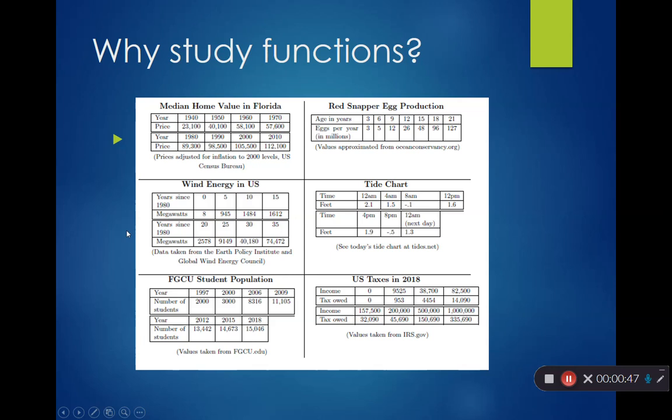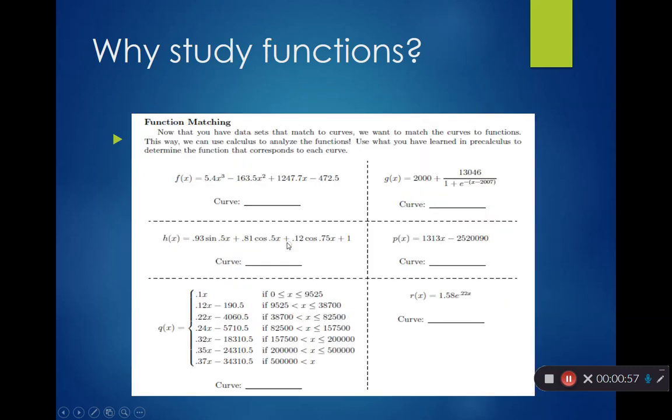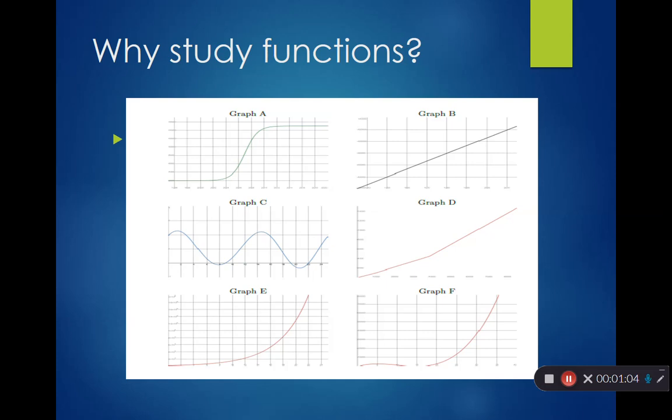Why would we want to study functions? Well, we've already seen on day one of this class 6 real-world examples of some data, and we saw that we can model that real-world data with functions, which are these 6 functions here, and you had to match those up. And of course, from those functions you get plots, and from those plots you can see trends. So this was FGCU's student population over the last 20 years. You can see that we had a steep growth, and then we kind of leveled off because we've reached our maximum carrying capacity. We need to build more buildings before we can really add more students.